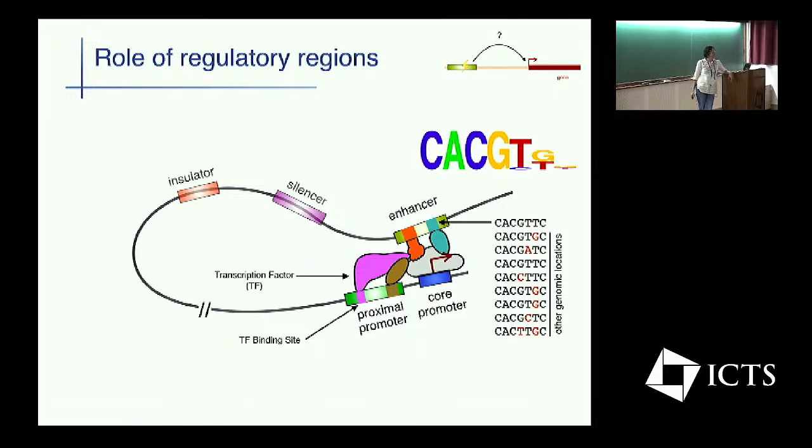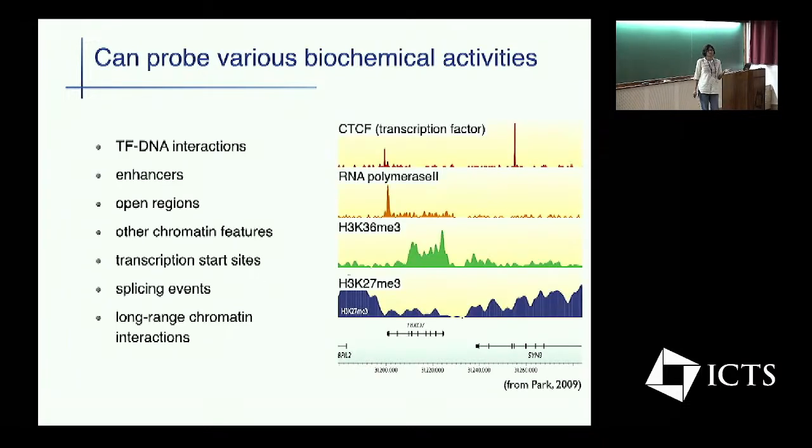The problem is you don't have such a logo or binding specificity for many transcription factors. Also, just because you have it does not mean that you will be able to detect binding sites with high specificity. You get lots of false positives because the region that you're looking at is so tiny. What has helped, of course, is advances in high throughput sequencing technologies.